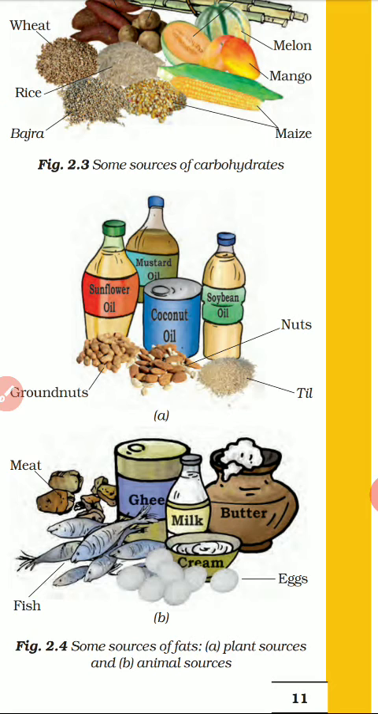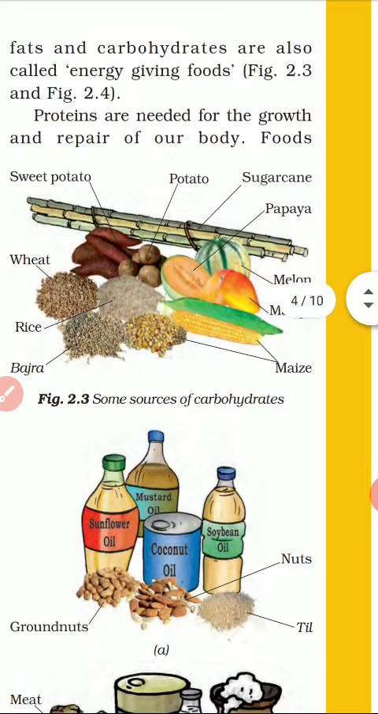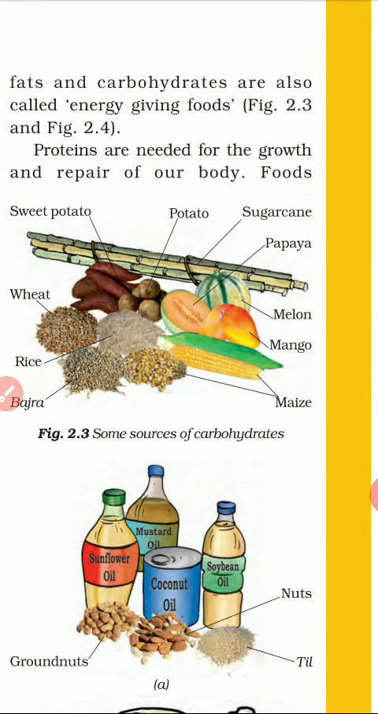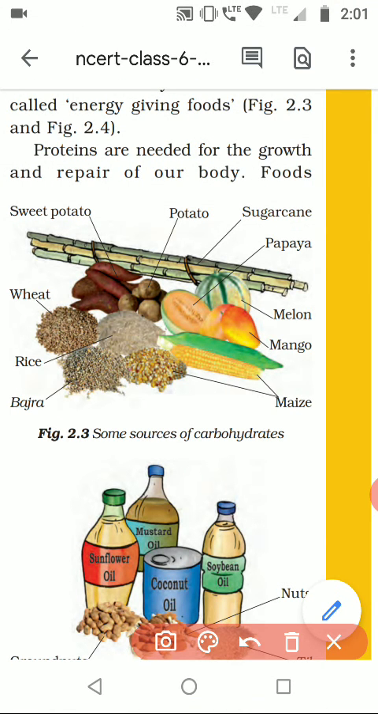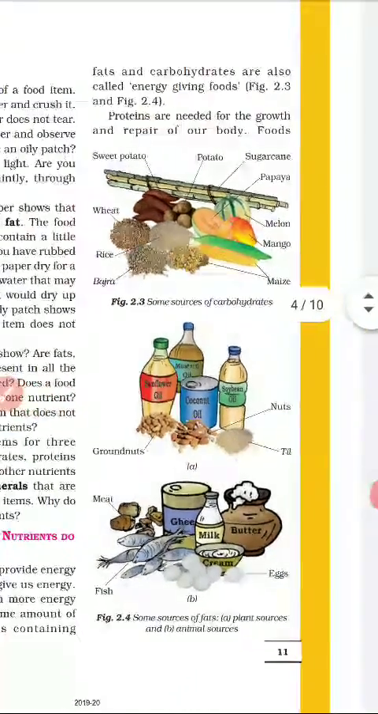So carbohydrates and fats are energy giving food, and fats give more energy when they are burned inside our body compared to carbohydrates. This is the category of one food items. The next food is proteins, which are needed by the body for growth and repair. The function of protein is to make new cells and to repair the old cells. That's why they are called body building food. So proteins, let us come to the next page.